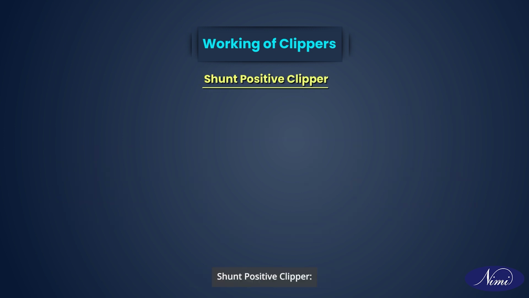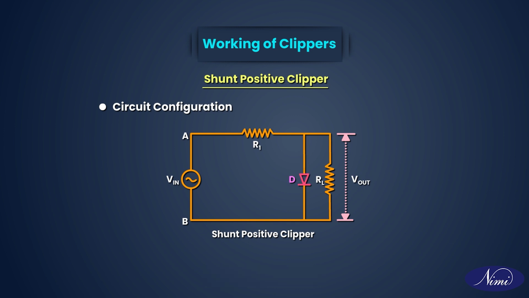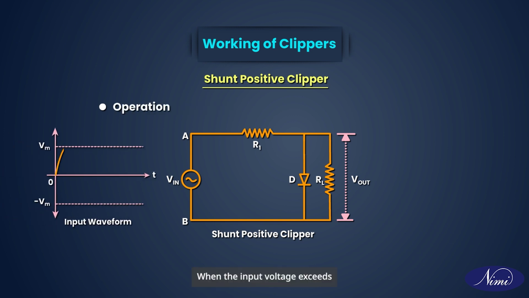Shunt positive clipper. Circuit configuration. In a shunt positive clipper, a diode is connected in parallel with the load resistor and opposite to the signal source polarity. Operation. When the input voltage exceeds the forward bias voltage, the diode conducts, shunting the excess portion of the signal to ground.